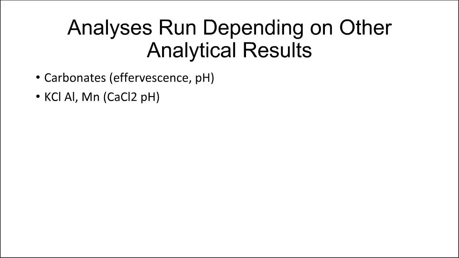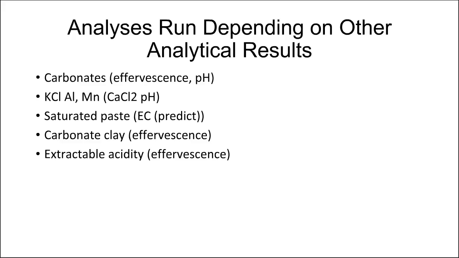Now, there are some analyses that depend on other results as to whether we actually run them. They show up in a request for you, but you may not get data back if other analyses indicate that the material is inappropriate for that test. One of those is carbonates. We don't run it unless effervescence and pH indicate there might be some carbonates there. KCl, aluminum, and manganese is run based on calcium chloride pH. Saturated paste is run on an EC predict basis. Carbonate clay is run on effervescence. Extractable acidity is run on an effervescence criteria. And gypsum is run on an EC or a predict criteria. I think that's all.